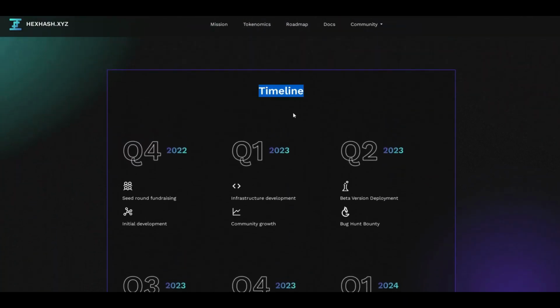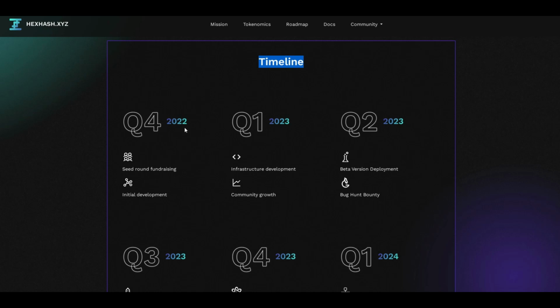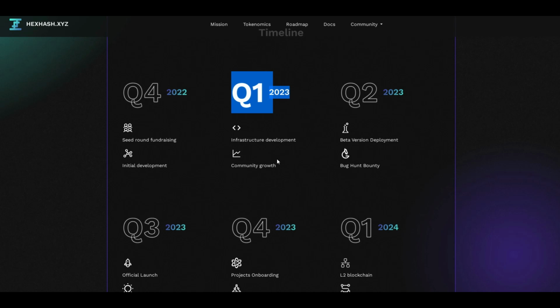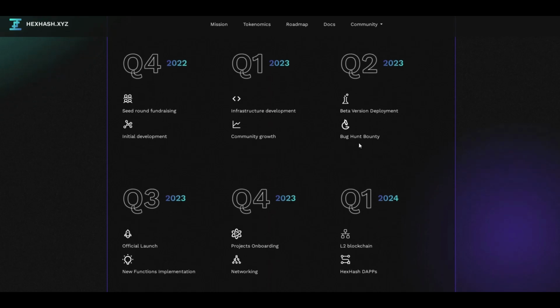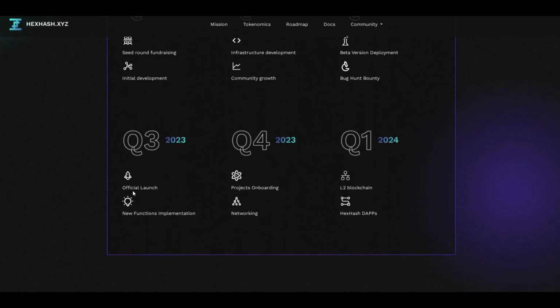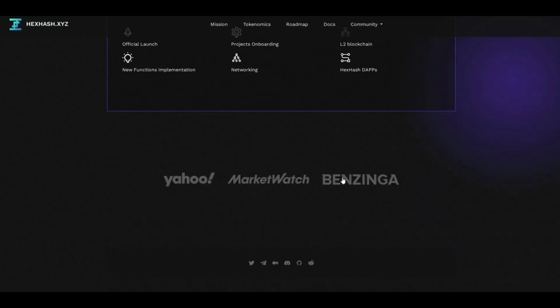There will be a timeline: Q3 2022, Q1 ended, okay. Q2 23, beta version development, bug hunt bounty, and official launch, new functions, implementations, project onboarding network, and live to blockchain, HEXH devs, and about their partners, Benzinga, Market Watch, and Yahoo.